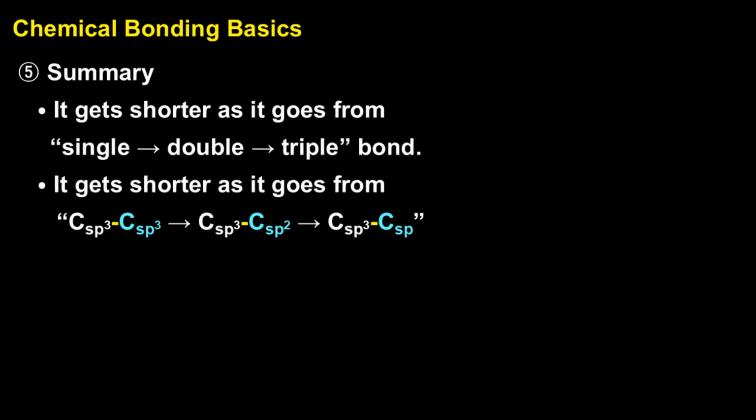To wrap things up, bond length follows a pretty clear trend. It gets shorter as we move from a single bond to a double bond, and even shorter when we go from a double bond to a triple bond. We see a similar pattern with hybridization too. A bond between two sp3 hybridized carbons is usually the longest. Next comes the bond between an sp3 and an sp2 hybridized carbon. And the shortest bond is between an sp3 and an sp hybridized carbon. So in both cases, whether bond order increases or the S character increases, the bond gets shorter.